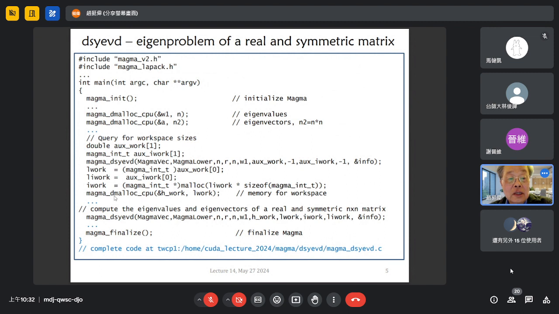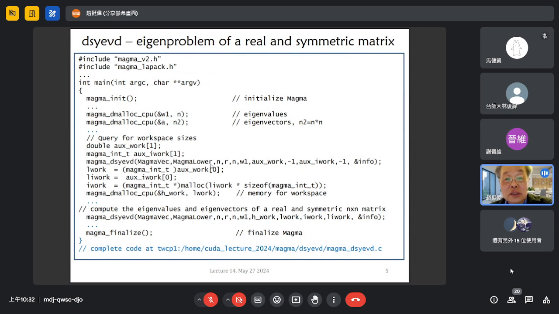And then Magma allocates this at the CPU, such a memory space. So this is the memory for the workspace. And then after that, I proceed to compute the eigenvalues and eigenvectors. So call this routine. You see the magma_vec and the magma_lower. All this has to be the same as here.